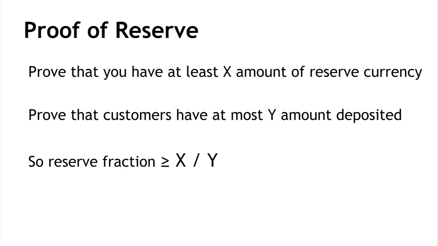If in fact X is larger, then the reserve fraction is larger than they're claiming. Or if Y is smaller, then the reserve fraction also, because this is in the denominator, is larger than they're claiming. And so when they prove an X and prove a Y this way, you can guarantee that the actual reserve fraction they're holding is at least as big as what they're claiming. And therefore they can prove a reserve to you.